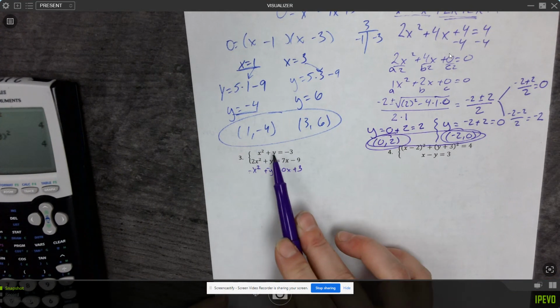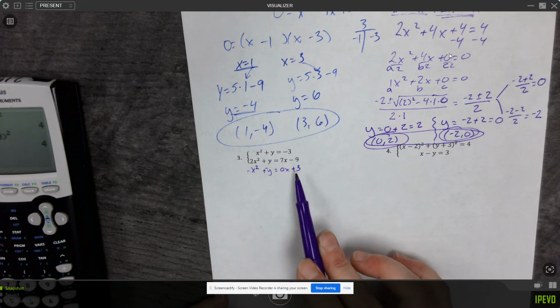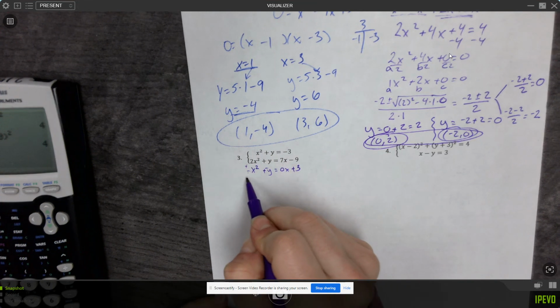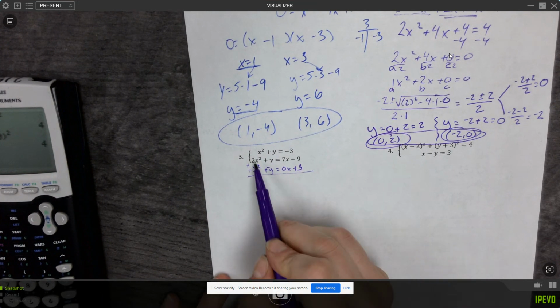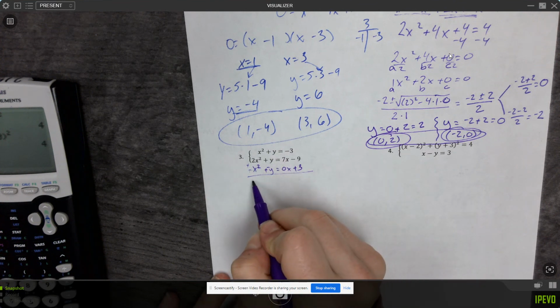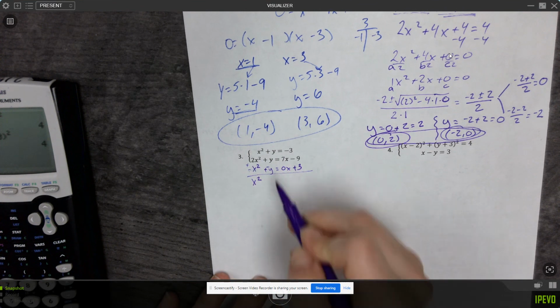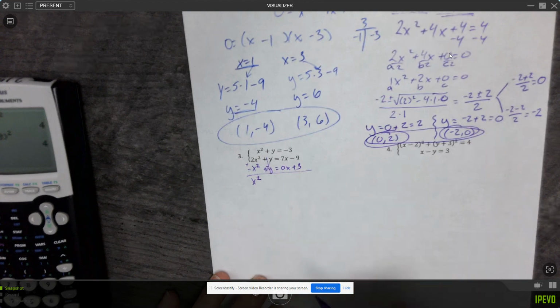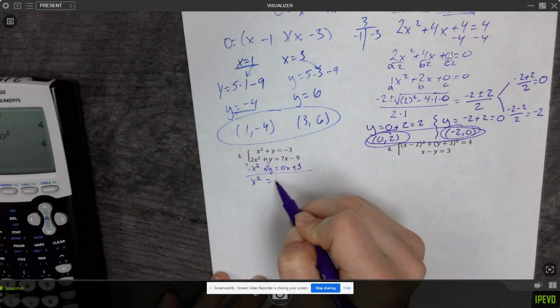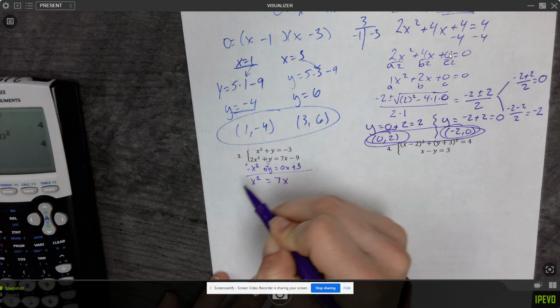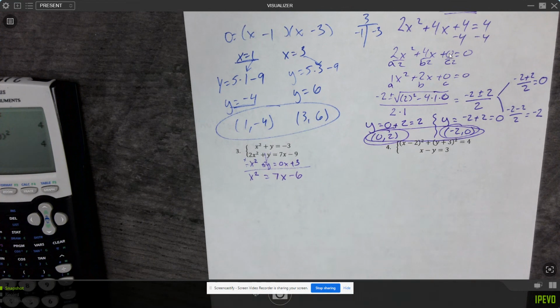Switch all of your signs. So the positive became a negative. The positive became a negative. The negative became a positive. And you're going to add those two equations together. 2 plus negative 1 is 1x squared. Y plus negative y is 0 equals 7 plus 0 is 7x. And negative 9 plus 3 is negative 6.